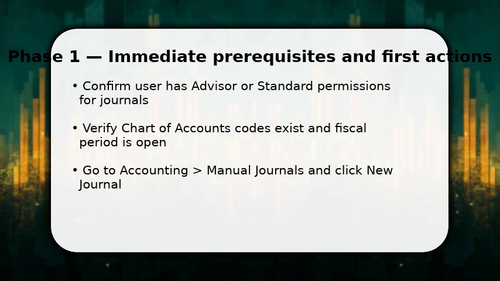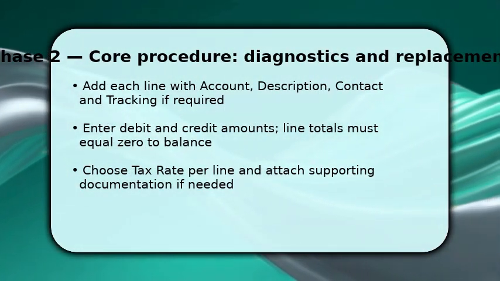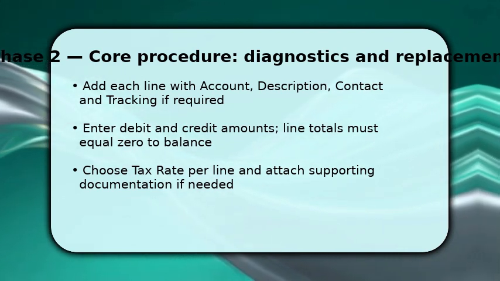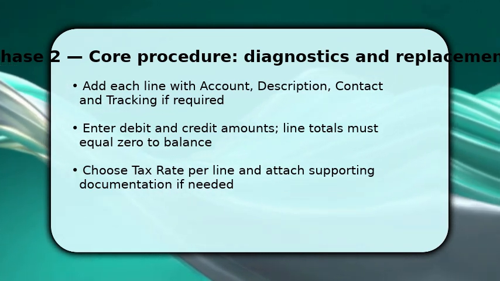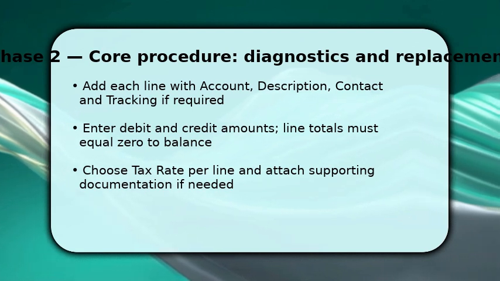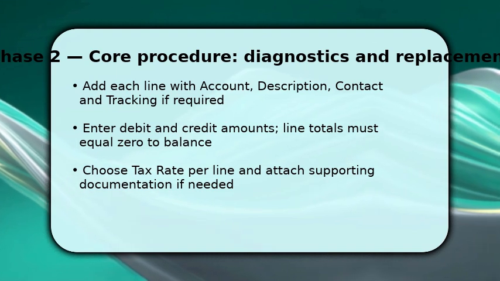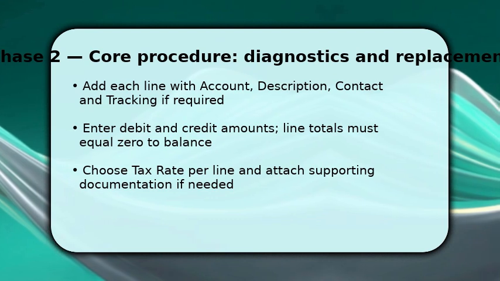Now enter each journal line carefully. Pick the exact account code, add a clear description, and assign contact or tracking categories when relevant. For every debit you enter, add the matching credit so the journal totals balance to zero. Xero won't post unbalanced journals. Apply the correct tax rate per line so VAT/GST reports remain correct, and attach invoices or PDFs for audit trails.